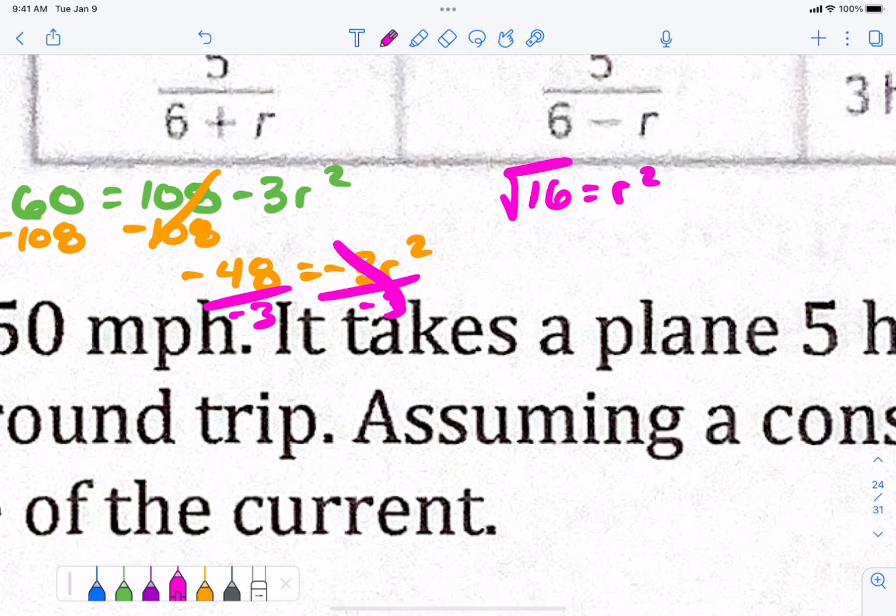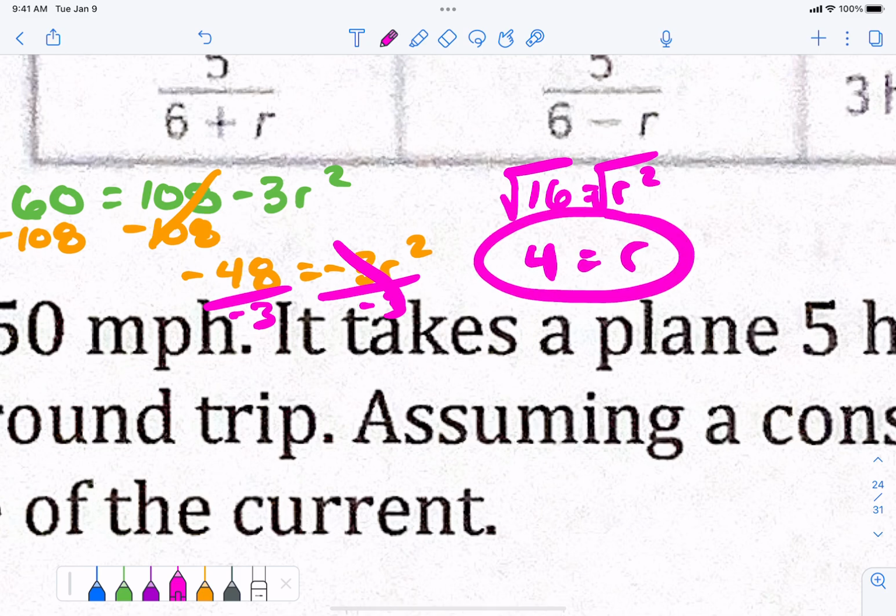Divided by 2? Nope, not divided by 2. Take the square root. 4. The square root. So, what's that mean? 4. The rate of what? Rate of speed. Time.